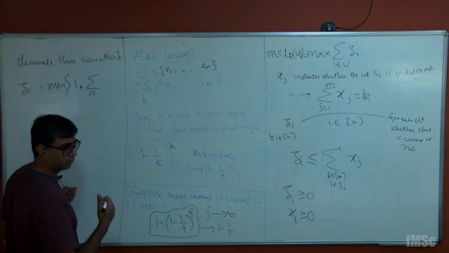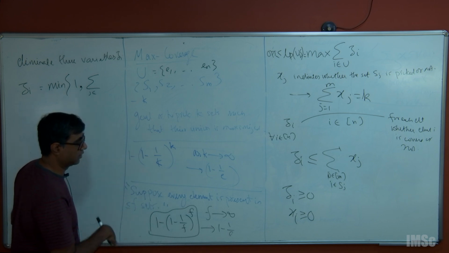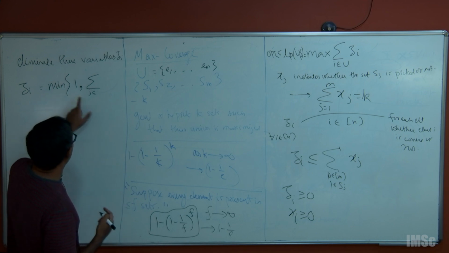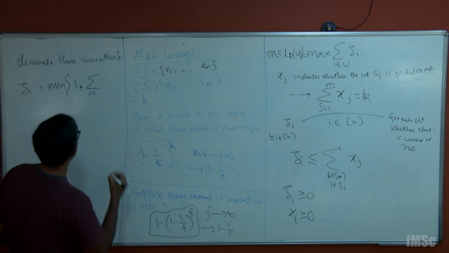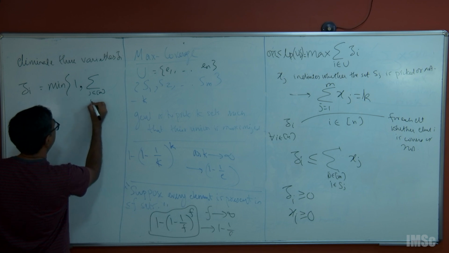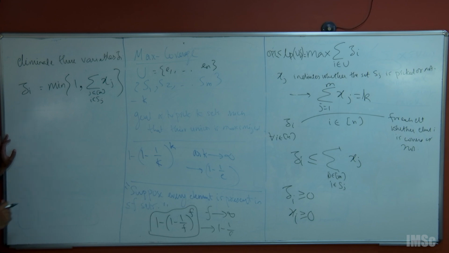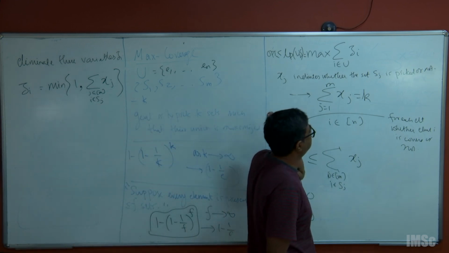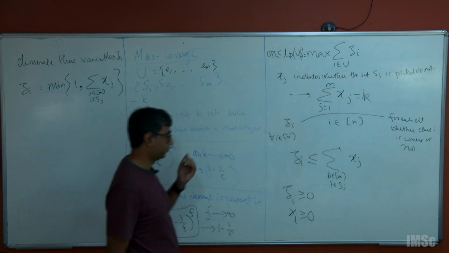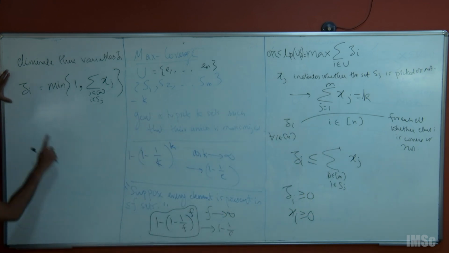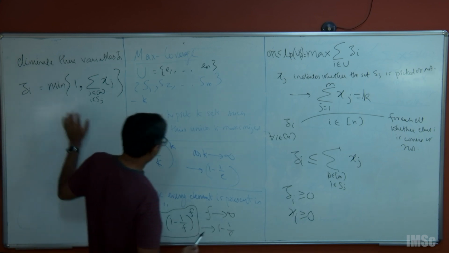So to eliminate this, I do the following thing. This is where I've incorporated this business, whatever I wanted. So you have to have patience. Minimum of 1 and summation over j in m, i in Sj, of xj. This is what I can set my Zi to be. The minimum of these two quantities, whichever is minimum. If one is minimum, then I set this, because all it tells me is that this element is covered.